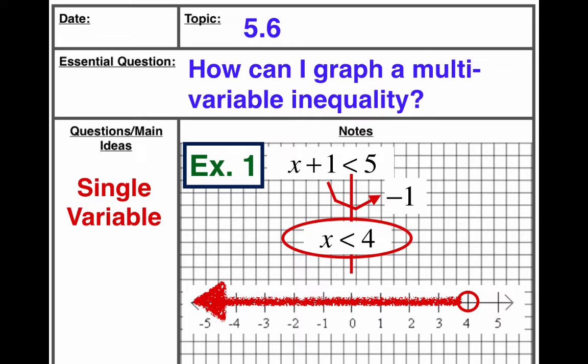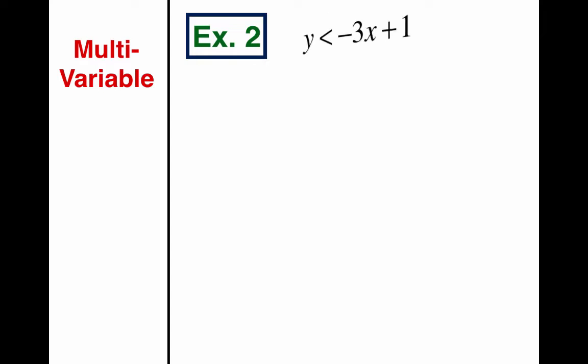We spent a whole unit back in Chapter 2 on this. But we're going to branch out to multivariable problems today. We're going to look at 2 variables. So for our second example, here is an example of a multivariable problem: y is less than -3x plus 1. Go ahead and write that down in your notes. Think about this problem for a moment. It's got an x and it's got a y, so that makes it multivariable. And we're going to solve this multivariable problem.